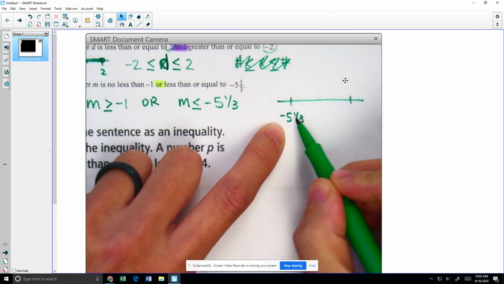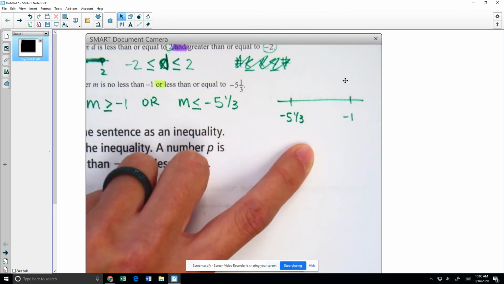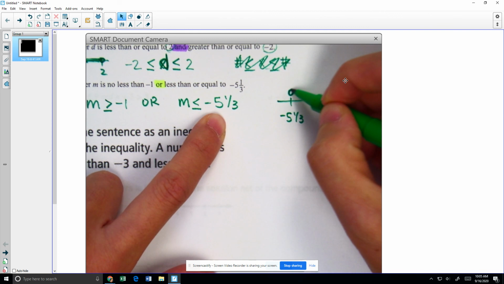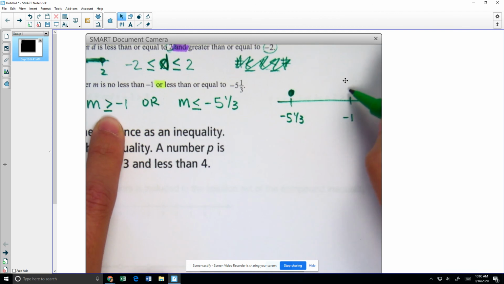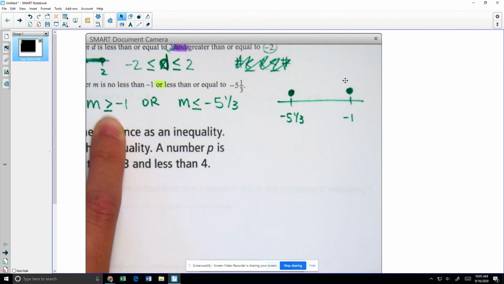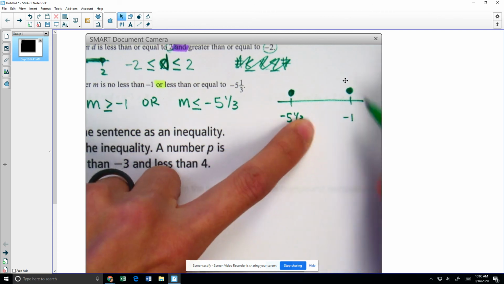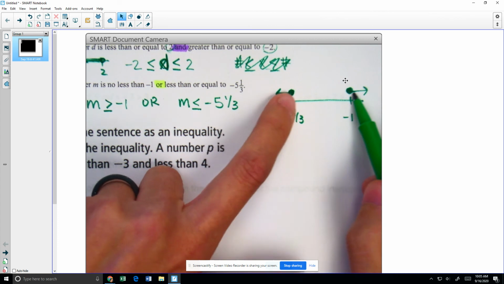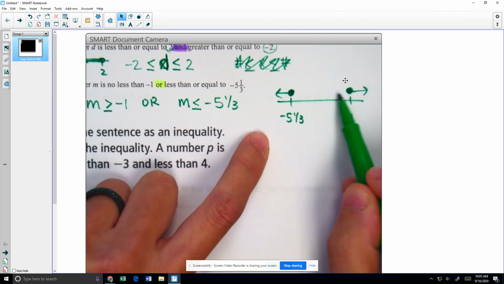Because remember, on a number line, smallest number on the left, biggest number on the right. So for the -5 1/3, it's a closed circle. For the -1, it's a closed circle. I don't even have to think about it. I know an or statement always goes in opposite directions. Ors always go apart from each other. Ands always connect.